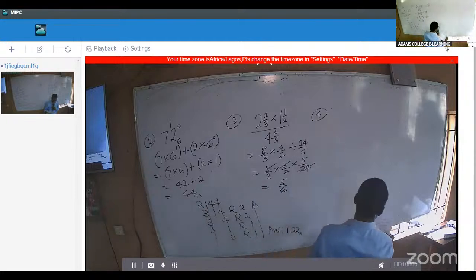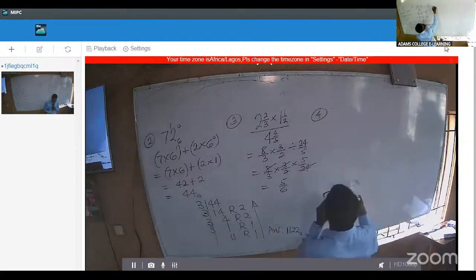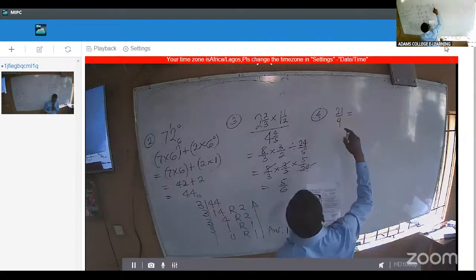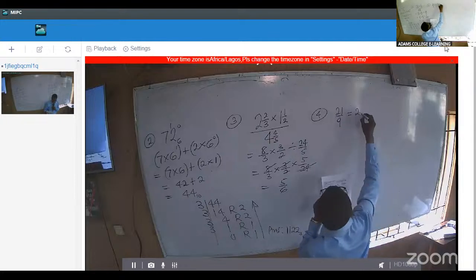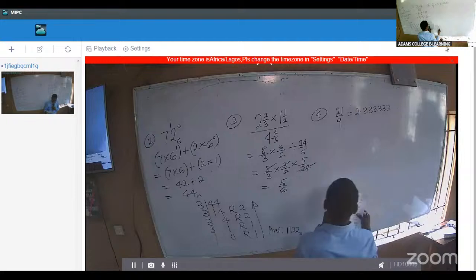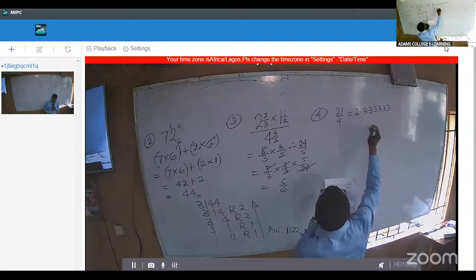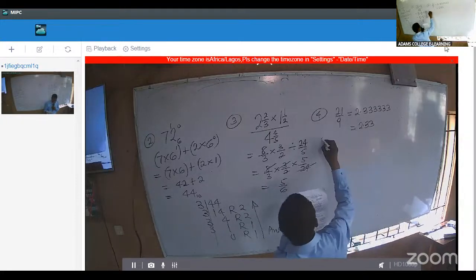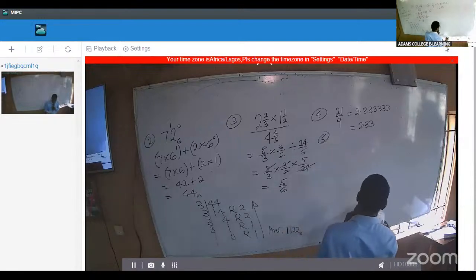Number 4. Evaluate 2 over 9. Calculator, what's the number divided by 9? 3, 3, 3, 3, 3, 3, 3, 3. Correct to what class? You count 1, 2, 3. What's the answer? Don't put 0 anywhere. Oh. 2.33.